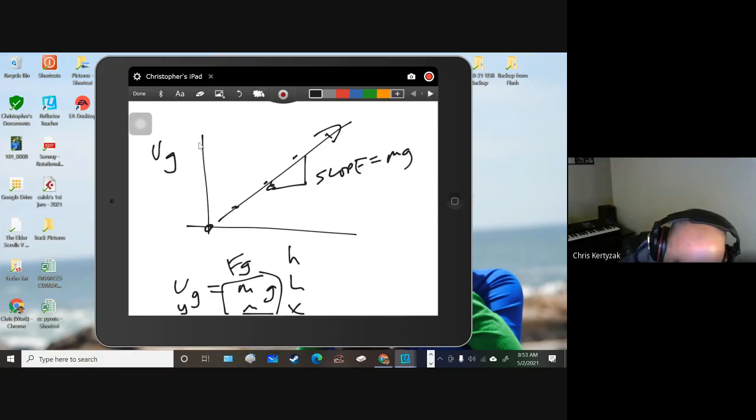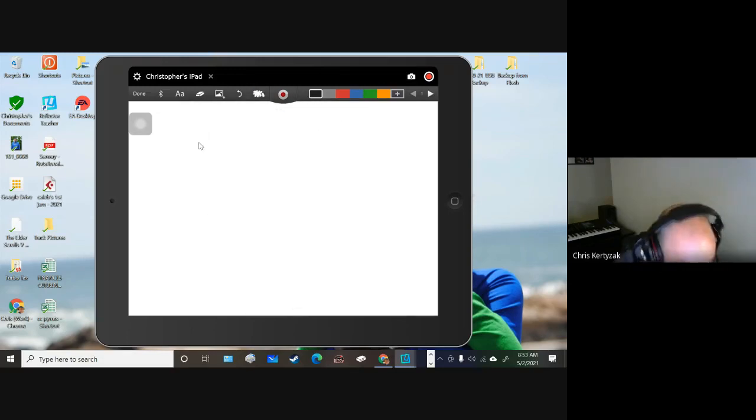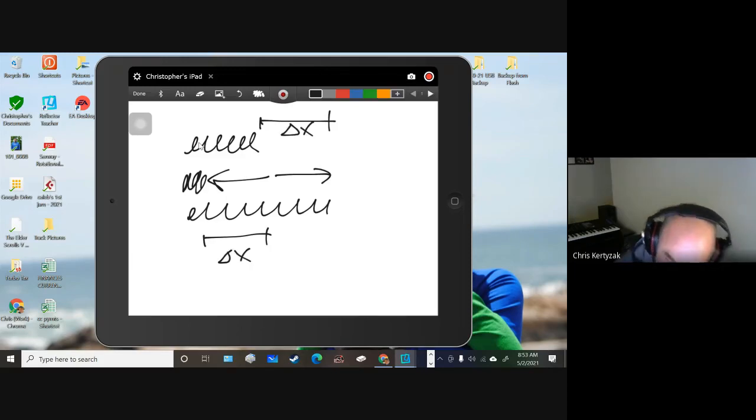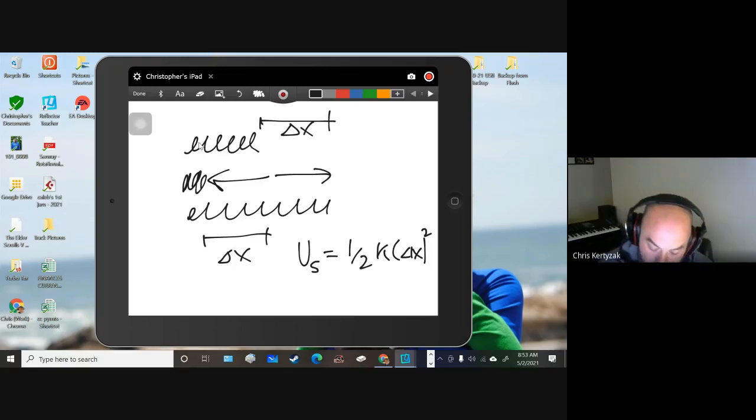What about if we looked at another example? I'll actually come back to the other example. Now we're going to talk about the springs. So you start off with a spring, like this, and then you either compress it like this, or you stretch it out like this. And these are the distances that you either stretched it or compressed it. These would be delta x distances of compression or stretch. Remember, the spring elastic potential energy is 1/2 k delta x squared, which I think I might have mentioned before.